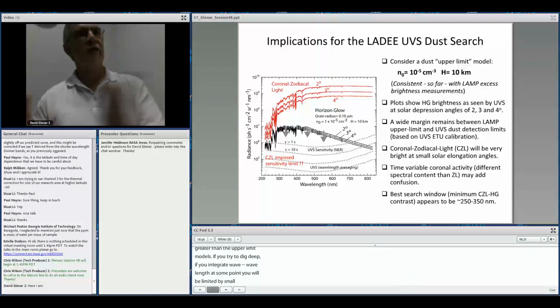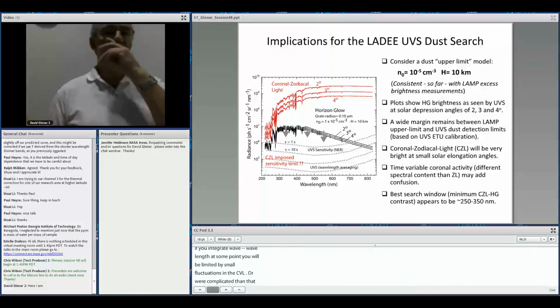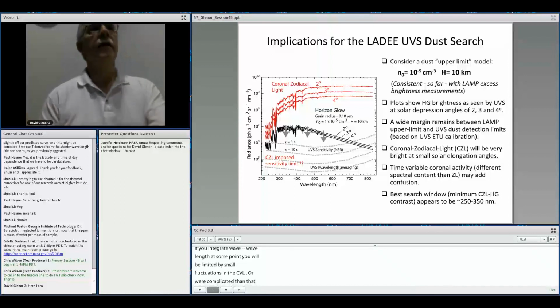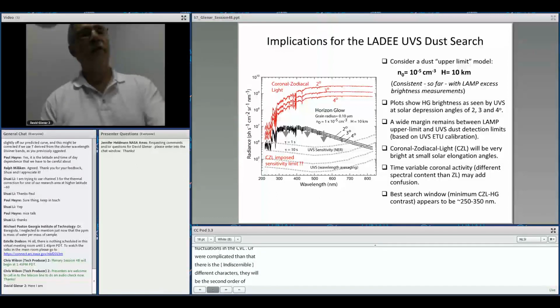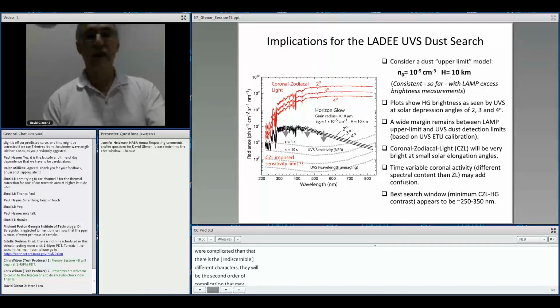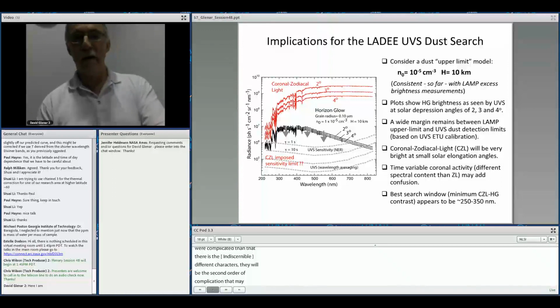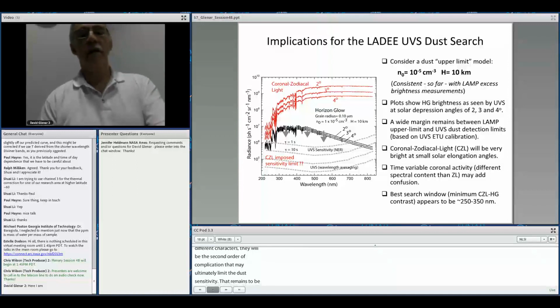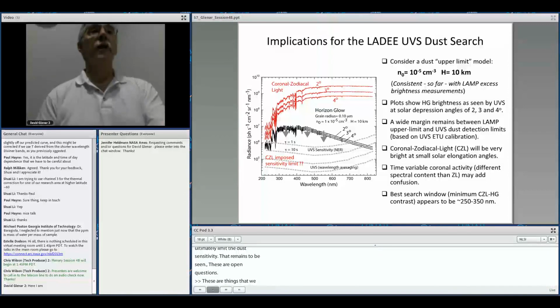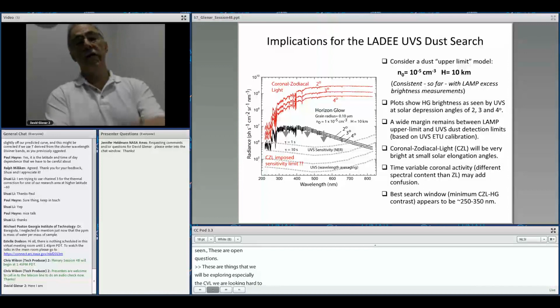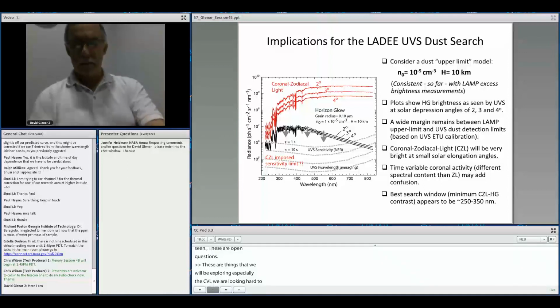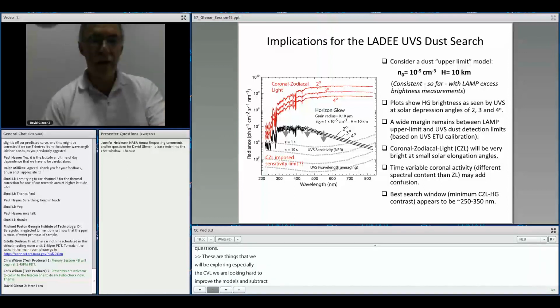or it's more complicated than that. There's the F corona, there's the K corona. They have different spectral character. So there are going to be these second order complications that may ultimately limit the dust sensitivity of UVIS. That remains to be seen, and these are all open questions. These are things that we're going to be exploring, especially the CZL. We're looking quite hard at that to try to improve the CZL models and subtract them from UVIS data when it does appear. Let me just go to my conclusions.